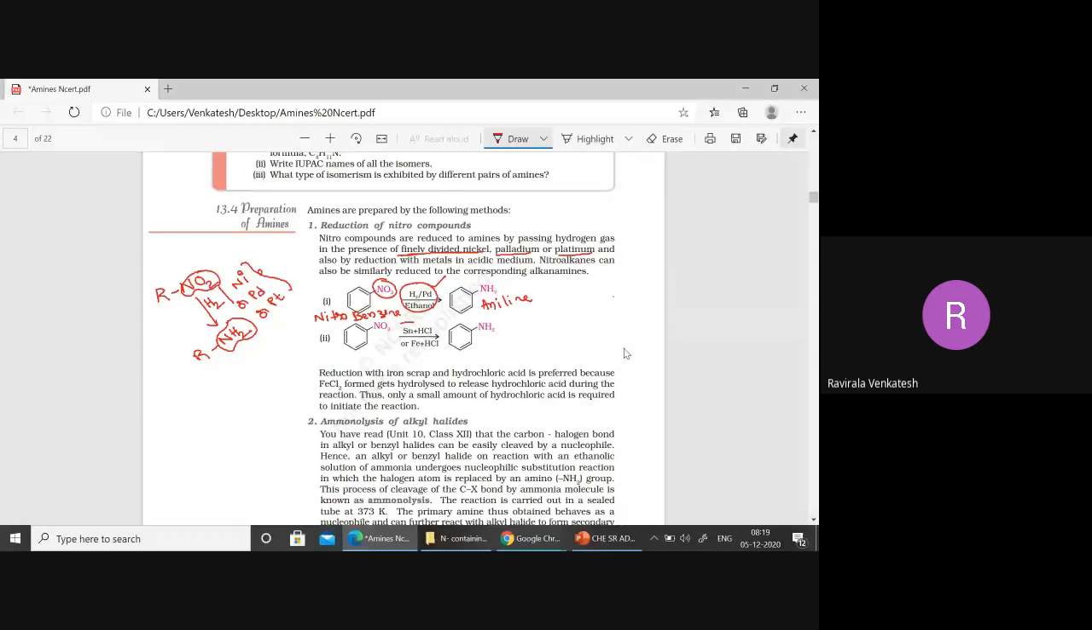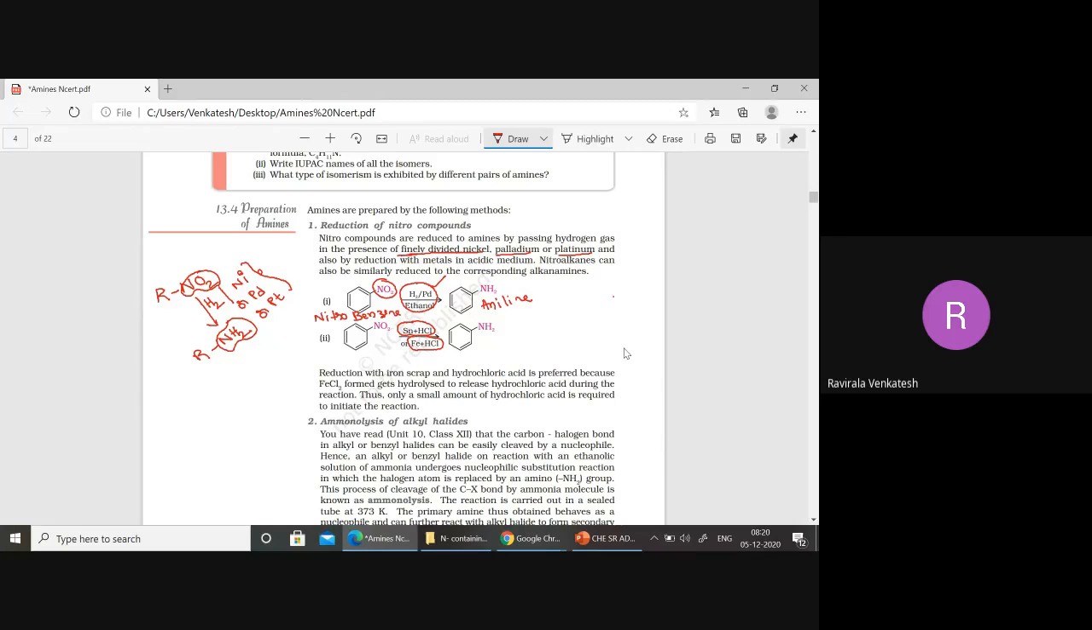tin in presence of acid, or iron in presence of acid. Then you take acid only. Don't take base here. If you take base, what happens? We get a different compound, azobenzene. So that is the reason I am underlining this concept: acidic medium.